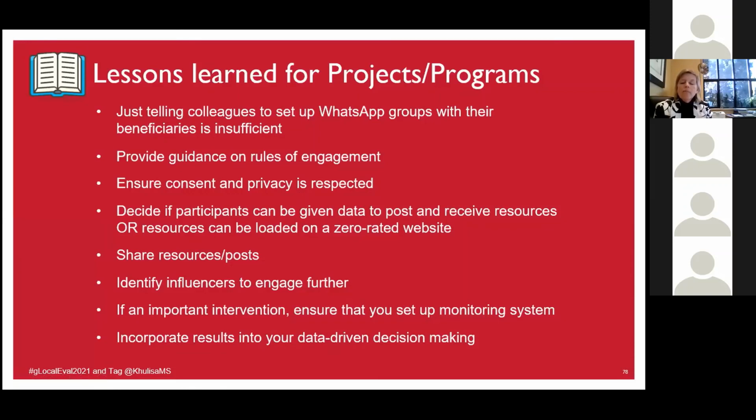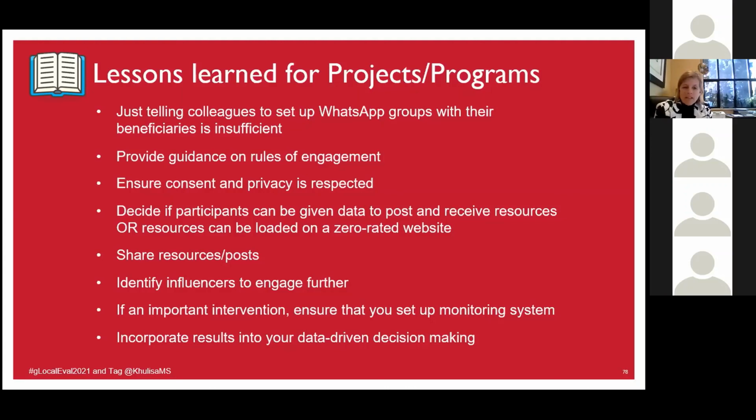Then, on the next slide, if you're setting it up as a project or a program, not from the point of view of an evaluator, but you want to use WhatsApp, just telling colleagues to set up a WhatsApp group is insufficient. Our evaluation showed that very clearly. So the leaders of the project said, guys, start WhatsApp groups, start coaching on WhatsApp. They just didn't give enough guidance. They need to also provide guidance on the rules of engagement. So how often should coaches be posting? What sorts of things should they be posting? What is acceptable for participants to say in the group or not to say?